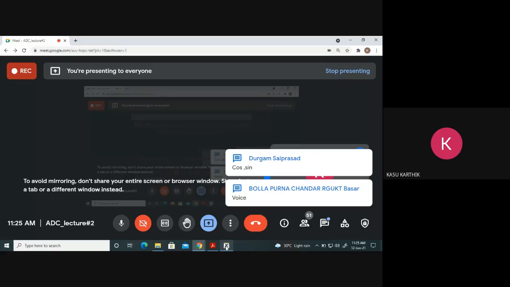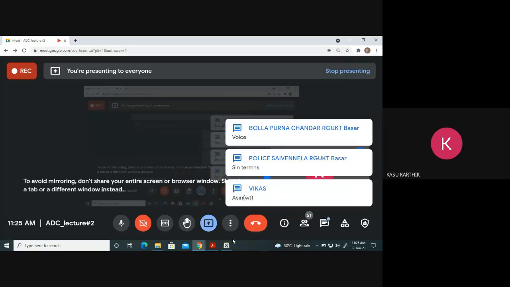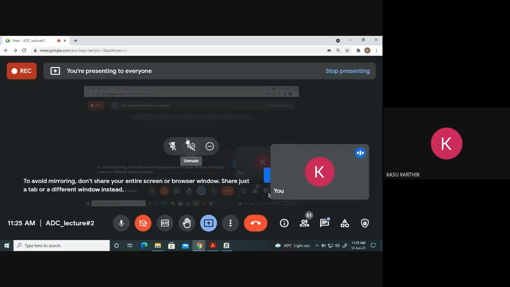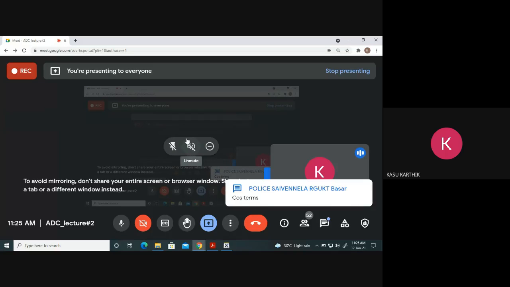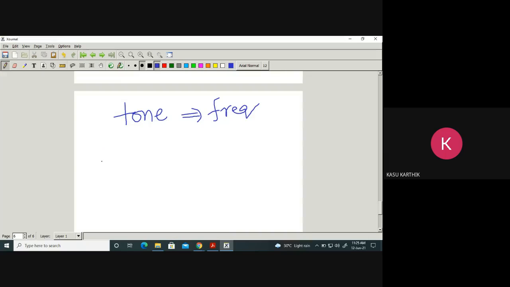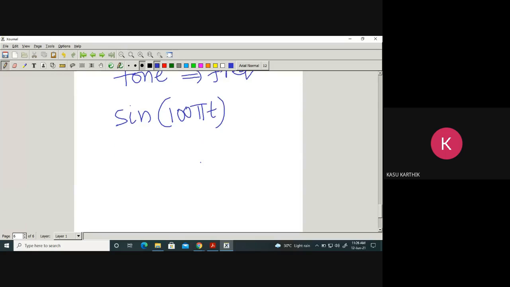Yeah, so it is not voice. As I told you in yesterday's class, voice has a frequency range from 300 Hz to 3.3 kilohertz. How can it be a single tone signal? Yeah, sine or cos are single tone signals. Why? Because just now I have written, suppose I say sine 100 pi t, what is the frequency of the signal? How much? 50 hertz. Only one frequency.